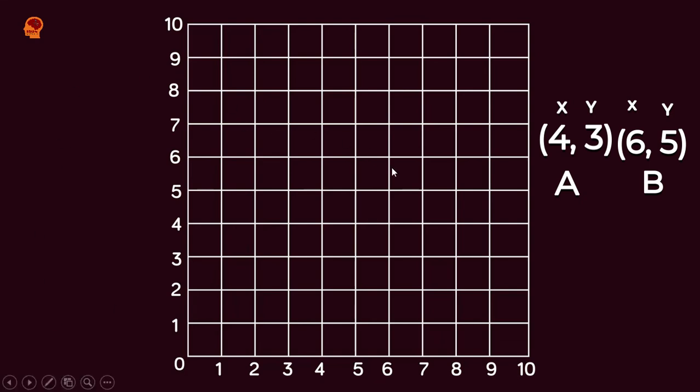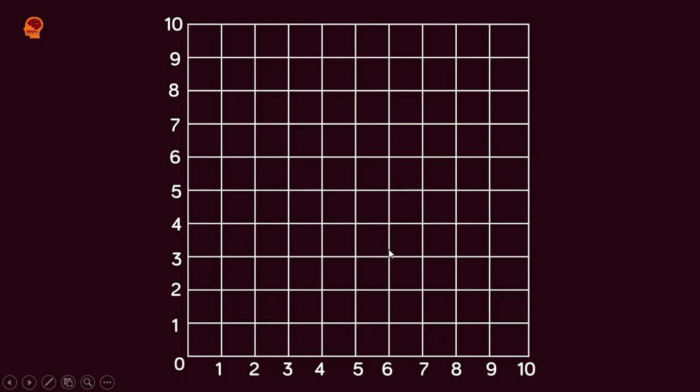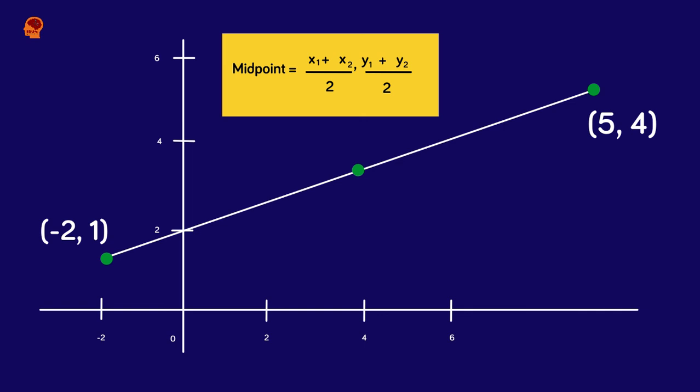In the next video, we are going to learn how to find the midpoint in a graph, how to locate or determine the midpoint. I'm also going to show you formulas to calculate the midpoint of a Cartesian plane.